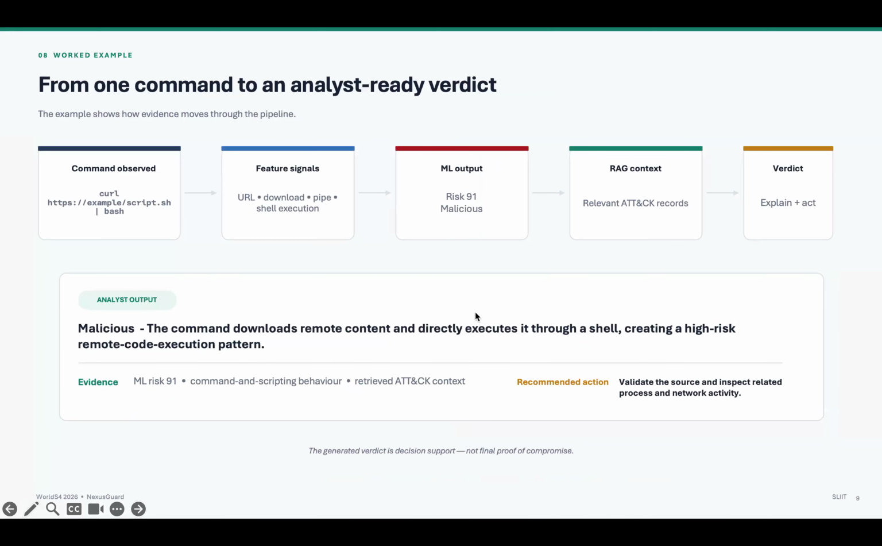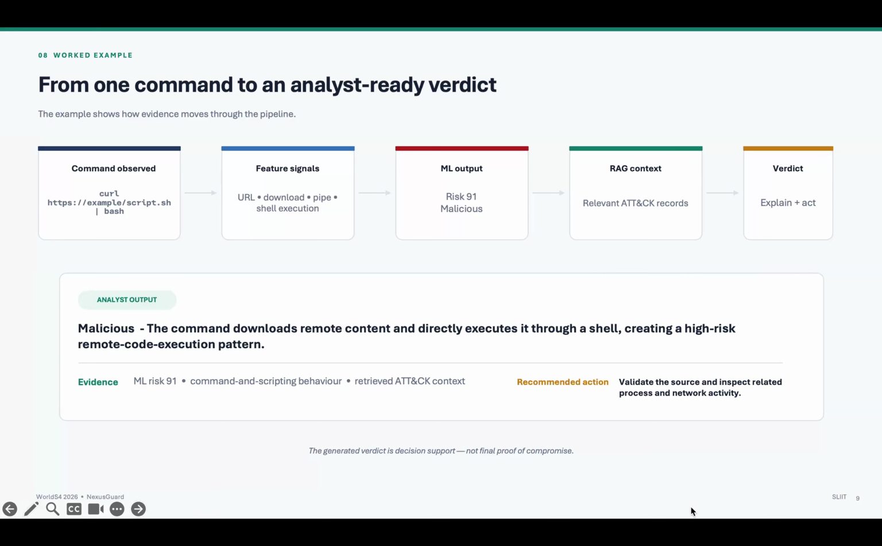Now consider this example, a simple one. The curl downloads a remote script, and the pipe sends that content directly into bash for execution. The feature extractor gets it, cuts it down into several parts and sends them on as feature signals, and then the ML model assigns a risk score of 91 and categorizes the event as malicious for the observed command. Then ChromaDB retrieves related attack records, and the reasoning layer combines that evidence with the command and risk score, and the analyst gets the result with the explanation and the recommendations, everything as per the AI explained.